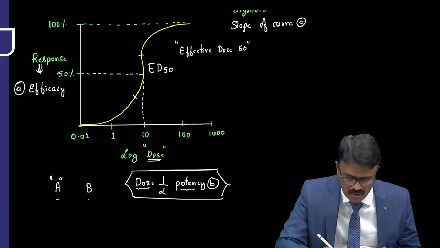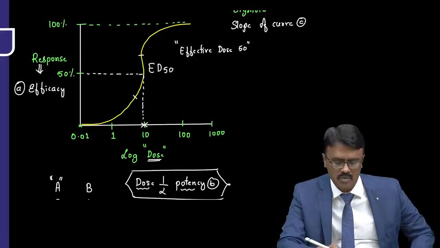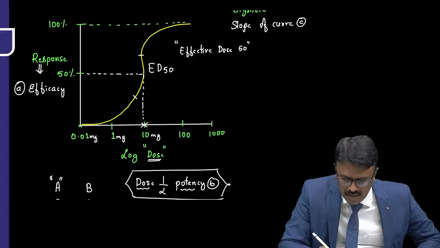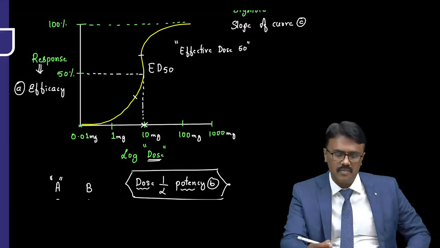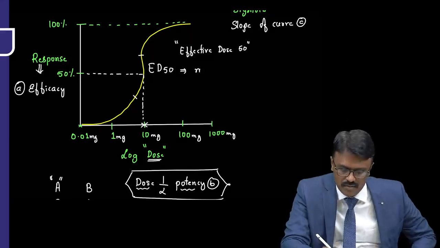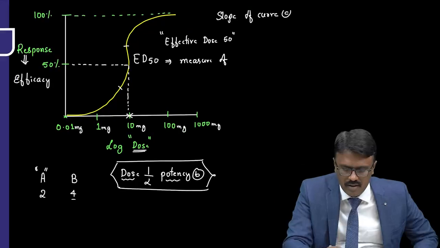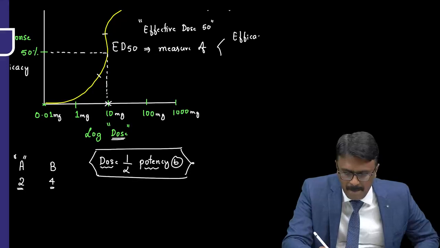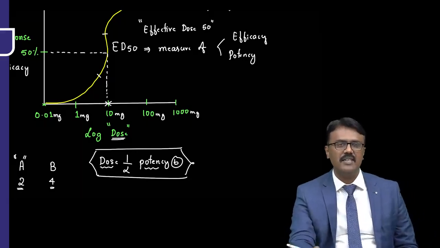So here in this example, to produce 50% of response, how much do you require? 10 milligram. So let me write it as milligram here. So the ED50 is 10 milligram here. They can ask in the exam, ED50 is a measure of. I'll give two important aspects for you. Is it a measure of efficacy or is it a measure of potency? So take your time and answer this. ED50 is a measure of what?